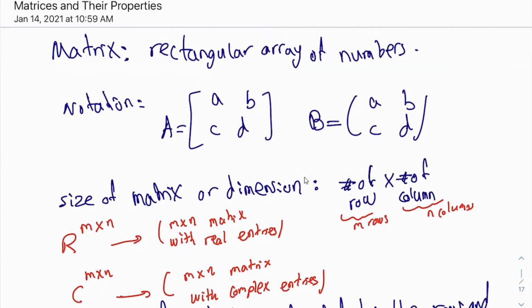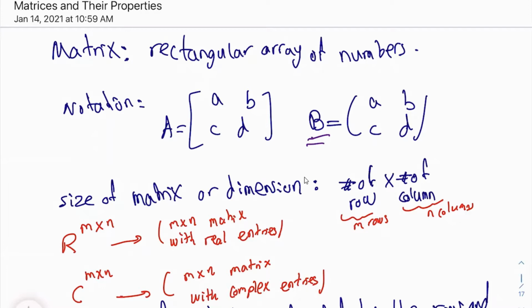A matrix is nothing but a rectangular array of numbers, right? So I have two matrix notations here. Usually you see in the literature the matrices are shown by the square bracket, like matrix A here, or sometimes you see that it's also shown as matrix B. Both of them are valid and they are used widely in the literature. A is more common than B.